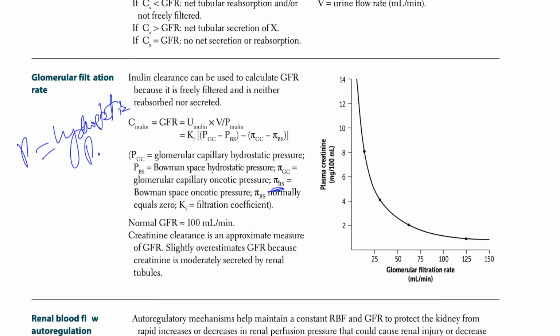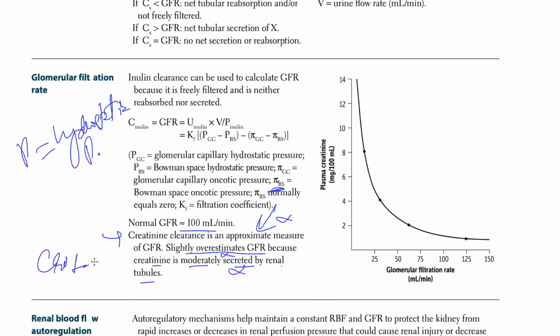But now, what is the normal GFR? That is about 100 milliliters per minute. Creatinine clearance is an approximate measurement of the GFR. Why? Because it slightly overestimates GFR, because creatinine is moderately secreted by the renal tubules. Because it is secreted a little bit, it overestimates the GFR a little bit, but roughly it can tell you your GFR.